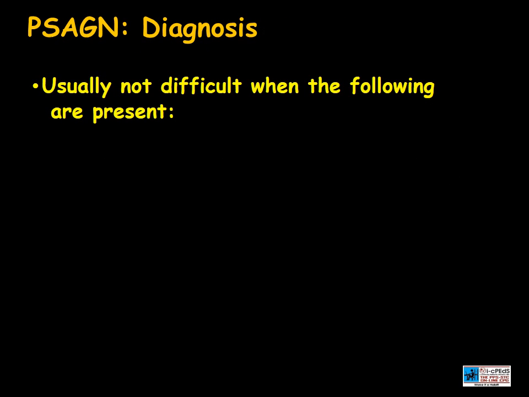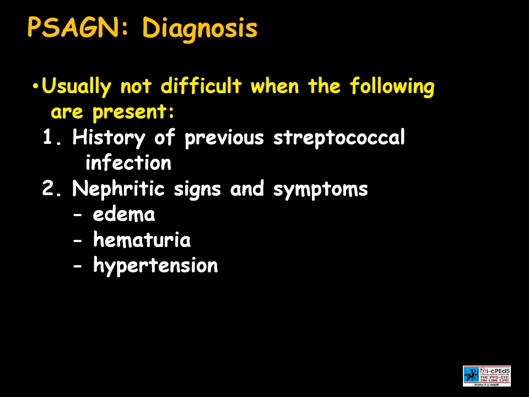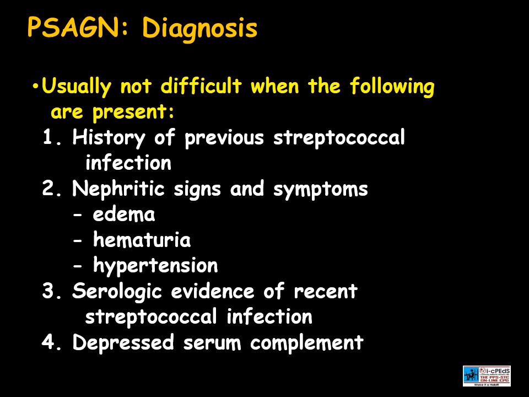Diagnosis of post-streptococcal acute glomerulonephritis is usually not difficult when the following are present: the history of previous streptococcal infection, nephritic signs and symptoms in the form of edema, hematuria, hypertension, serologic evidence of recent streptococcal infection, and a decreased or depressed serum complement C3 level.